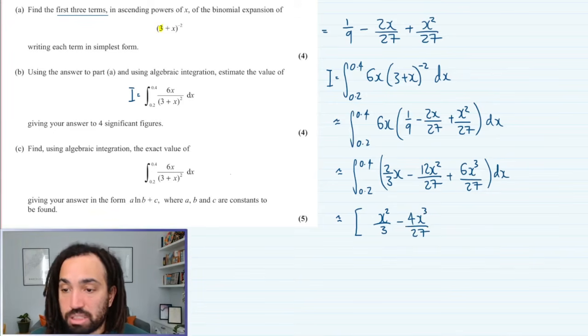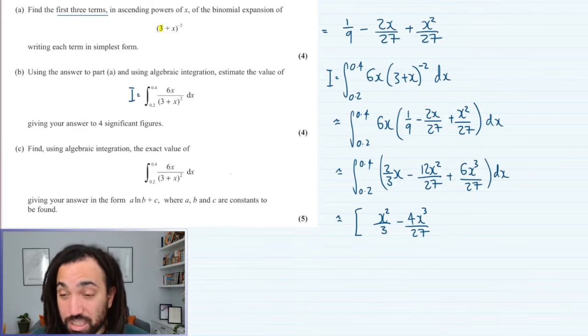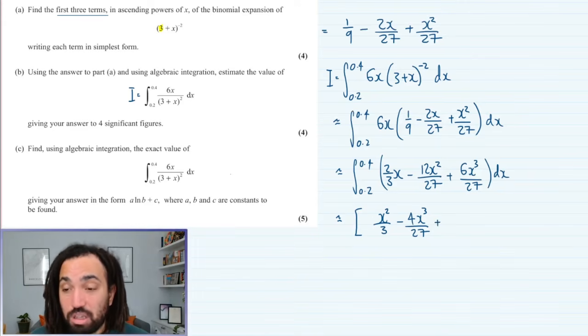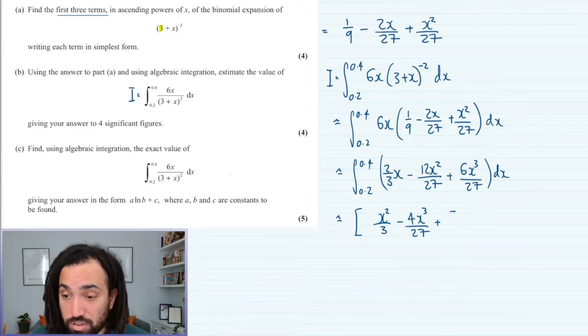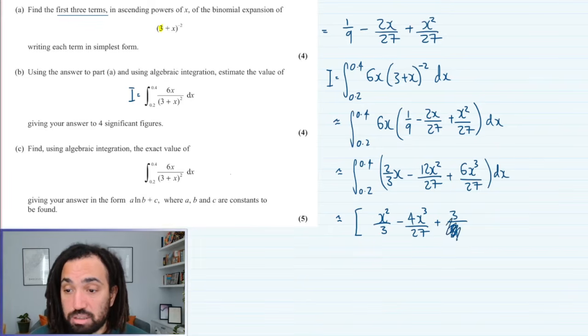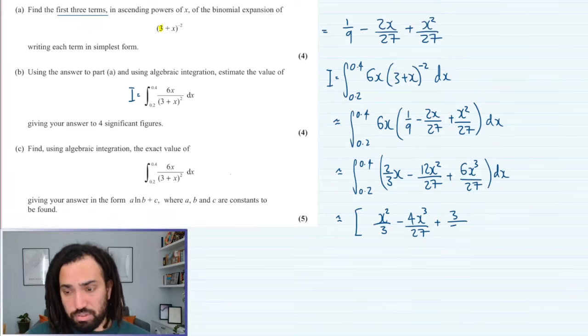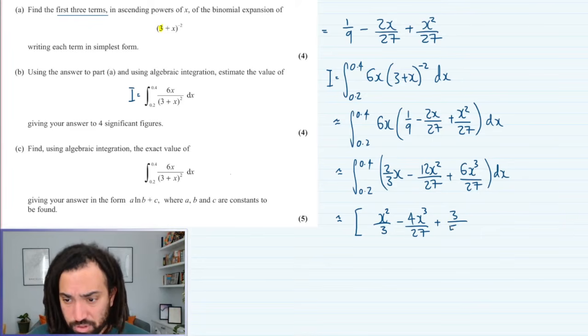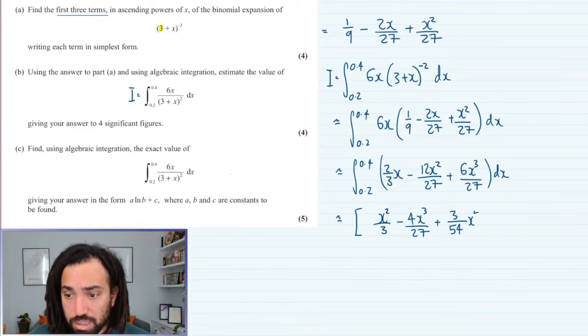We're going to up the power to 4, and then we're going to divide through by 4, which will give us 3 over 50. Dividing through by 4 gives us 3 over 54, x to the power 4.